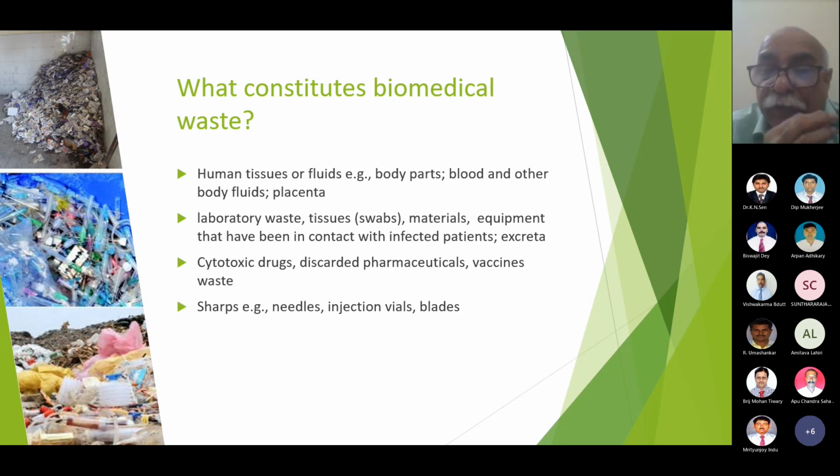And then there is a very important category, which is the sharps. Sharps are very dangerous, and these include needles, injection vials, and blades.